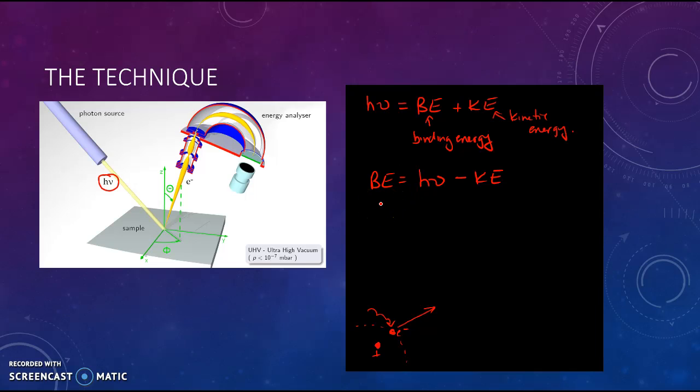And so what we can do is plot this binding energy. We can plot how many electrons in the atom have a number of binding energies.